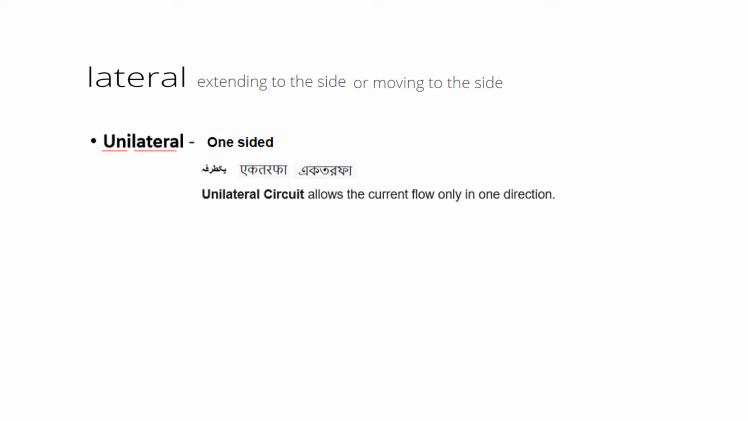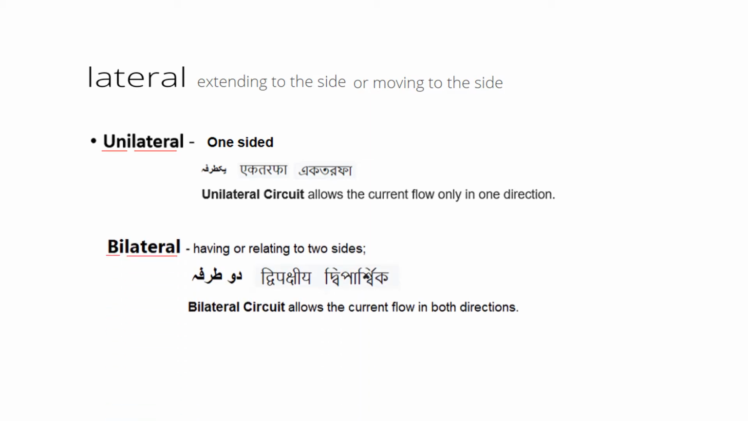In Urdu and Hindi it is ek tarfa. Unilateral circuits allow the current flow in one direction only. And bilateral, bi means two, we know. So bilateral is two-sided, having or relating to two sides, and in Urdu it is do tarfa. So bilateral circuits allow the current flow in both directions.